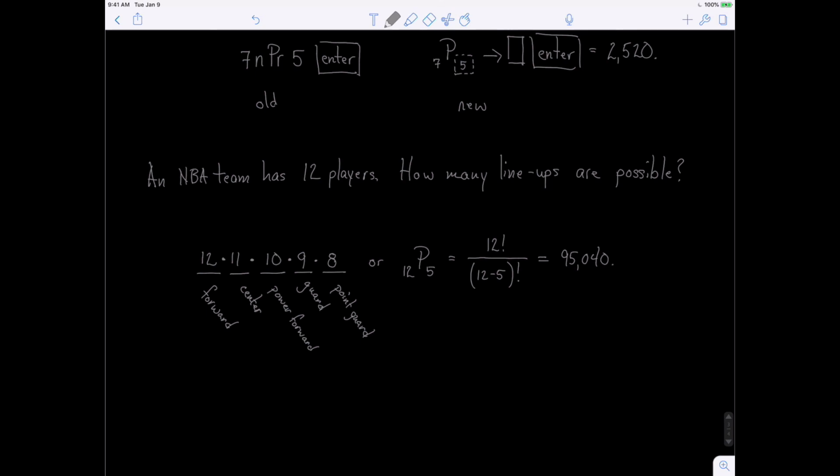And that is how we use permutations and the multiplication rule to count when order matters.